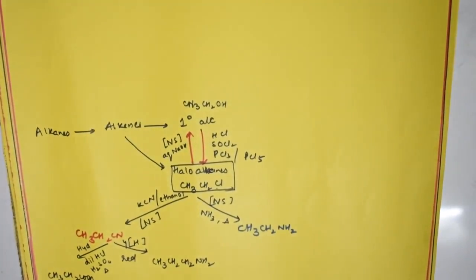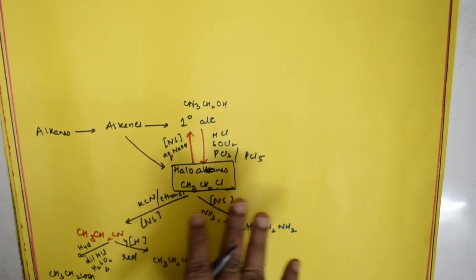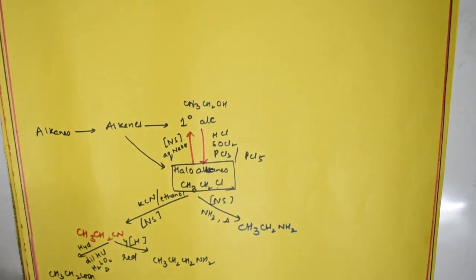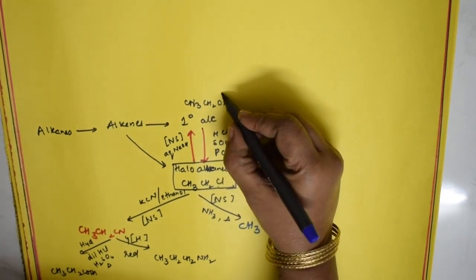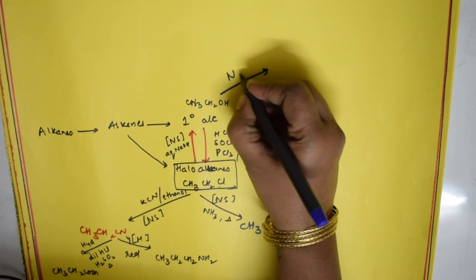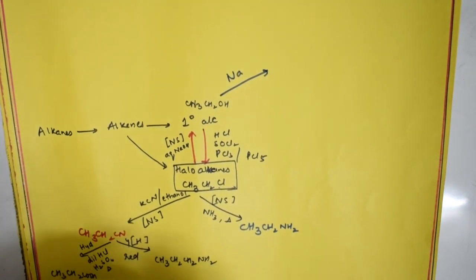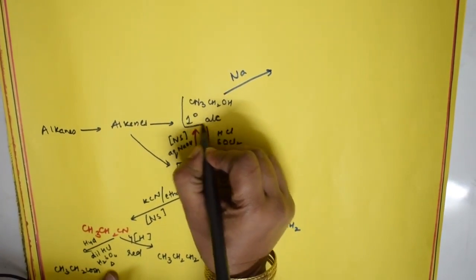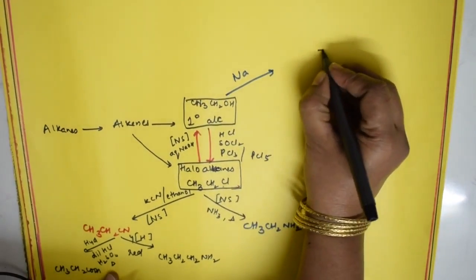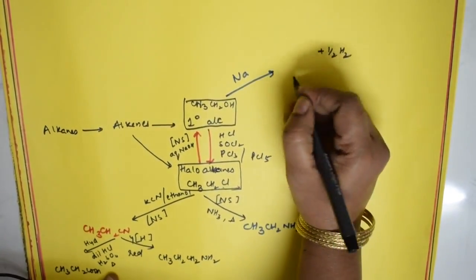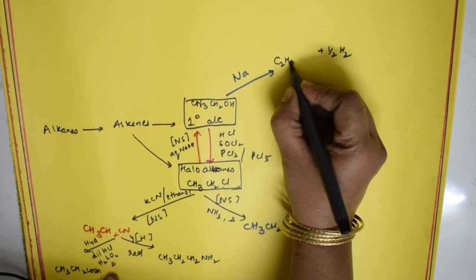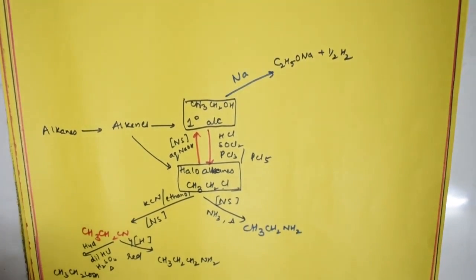Right, now this primary alcohol part is over. Now let's see, suppose to the same primary alcohol, let us assume I am introducing sodium metal. What do I get? When you are adding metal to something, hydrogen gas is evolved, isn't it? So the hydrogen comes out as half H2, and what is left? It is C2H5ONa, sodium ethoxide I get. This is fine with the primary alcohols.